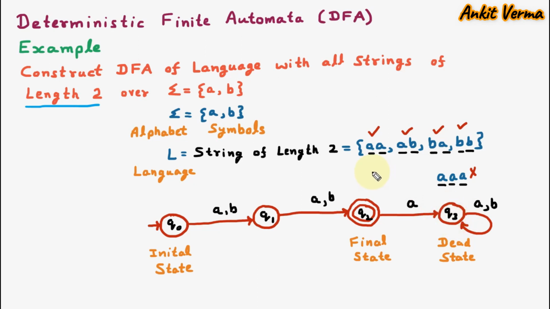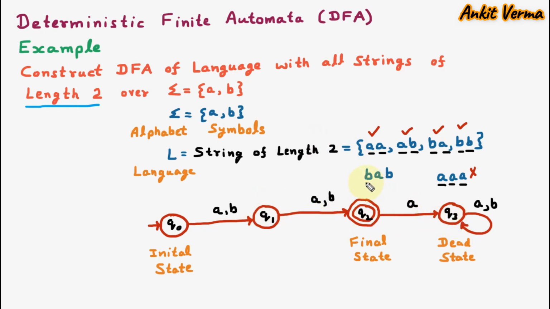I am testing one more string. Let's say the string is BAB. We know that this string is also not the part of language, because this is of length 3 and our language is of length 2. So this is not the part of language. This should be rejected by the DFA.